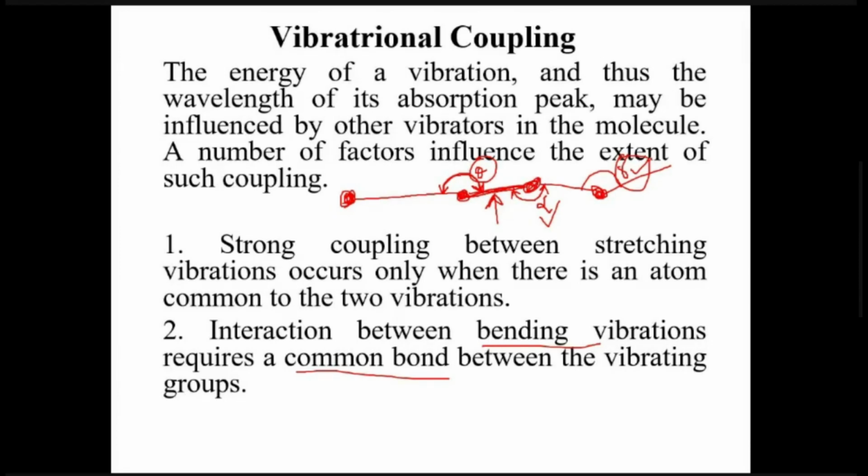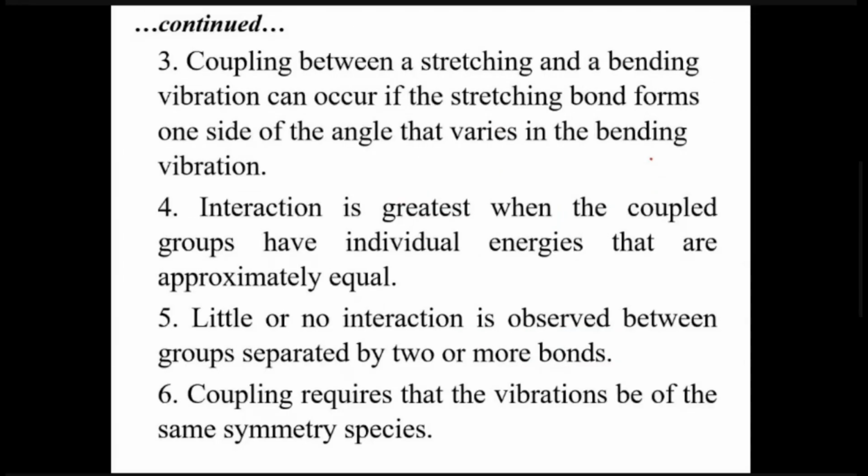Now, we are continuing with the same set of points. Coupling between a stretching and a bending vibration can occur if the stretching bond forms one side of the angle that varies in the bending vibration. It means, so this is the alpha bond, and this is the beta bond. For the alpha bond, the stretching of this particular bond may affect its bond angle alpha when it is vibrating.